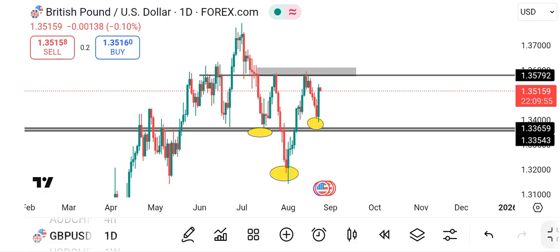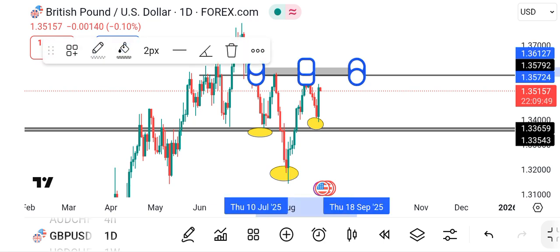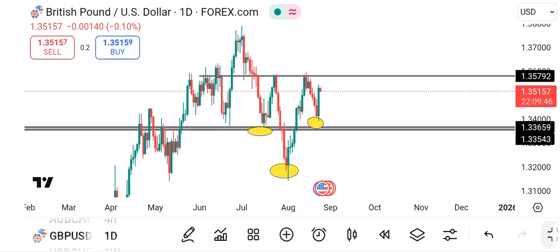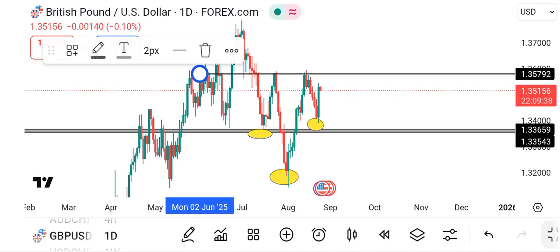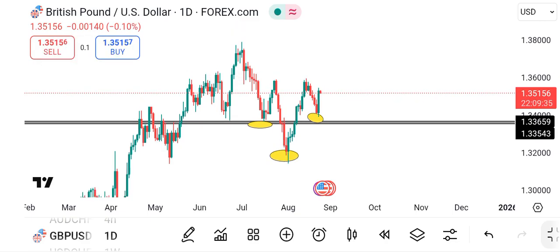And you know that the inverse head and shoulder will not be complete until the neckline is taken out. The principle of the inverse head and shoulder, or of any chart pattern, says that the neckline must be taken out for the pattern to be valid. The neck must be taken out.